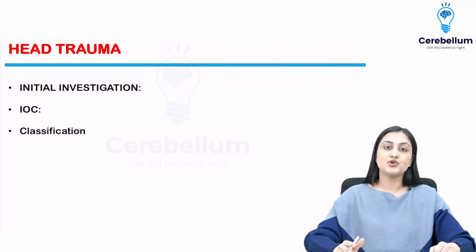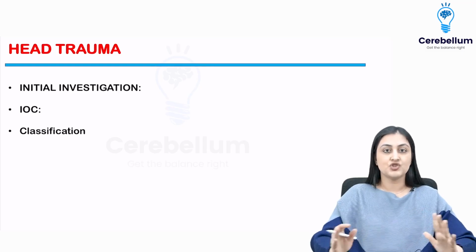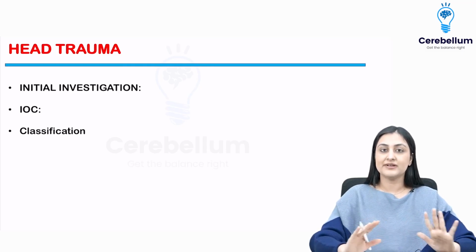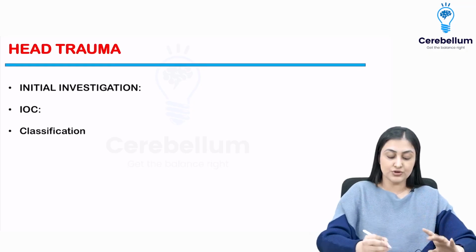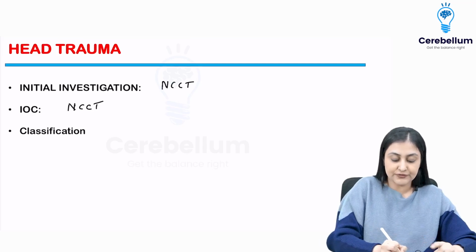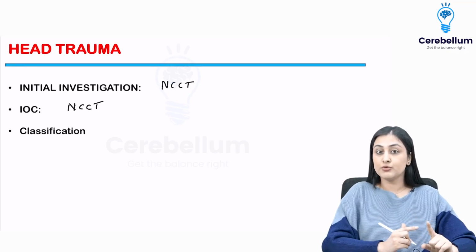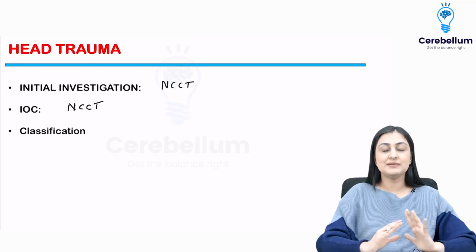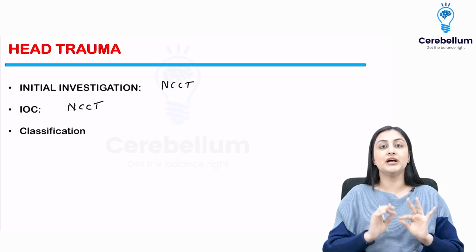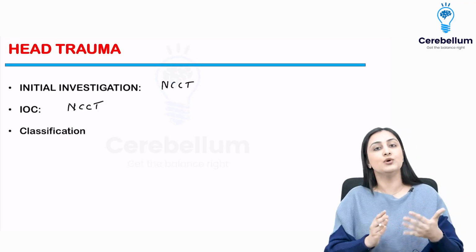When we are talking about trauma to the head, the first investigation and the best investigation remains the same. There's one investigation that is going to be the central role. It's NC-CT, which is a non-contrast CT of the brain. We also talked about it in the thumb rules, but why non-contrast CT? Because here we want to be ruling out hemorrhage. Our main focus area is to look whether there is bleeding or not.